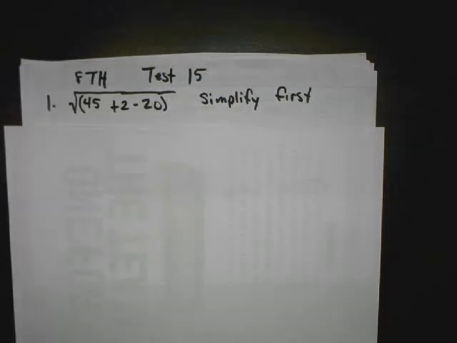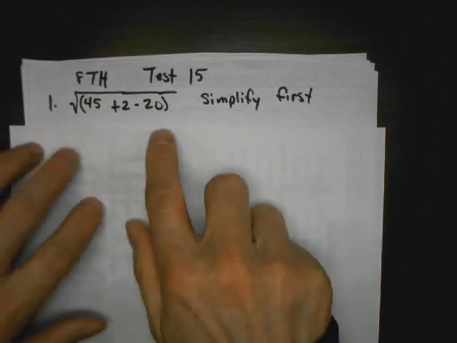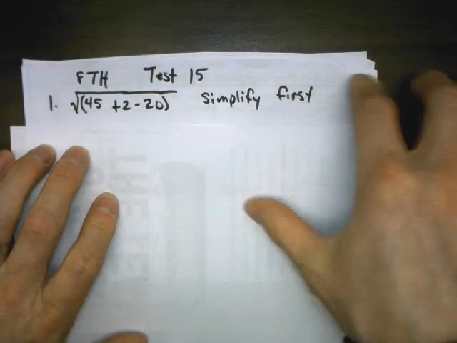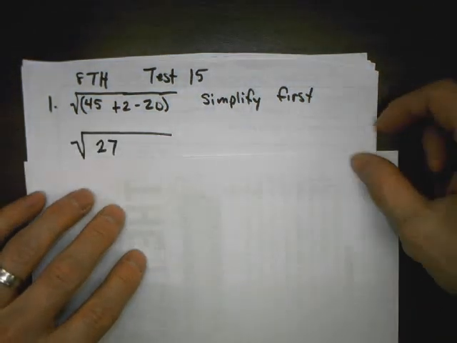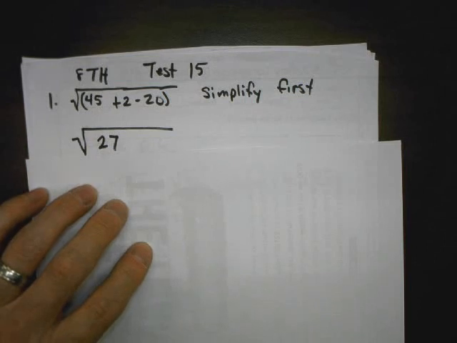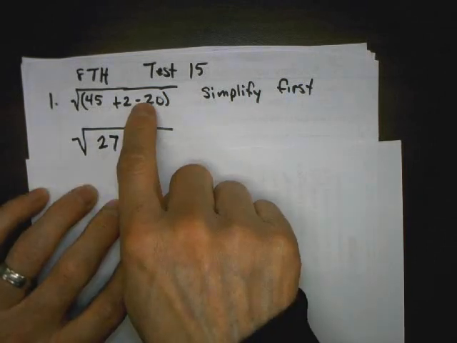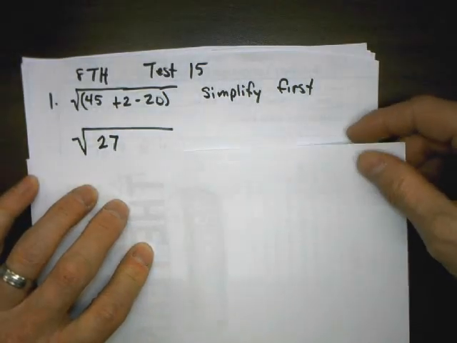8th grade math, test 15, study guide. Problem number 1 says find the range for the value of this expression. What we do is we simplify this first. So we go 45 plus 2, take away 20, which you should have got 27. You can use the rule for subtraction in teams there.